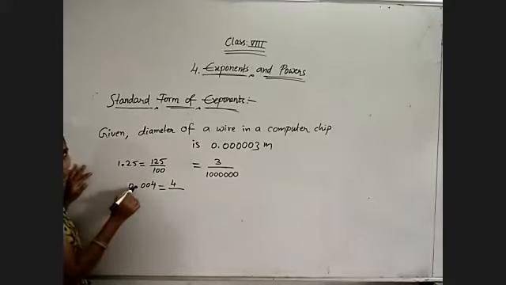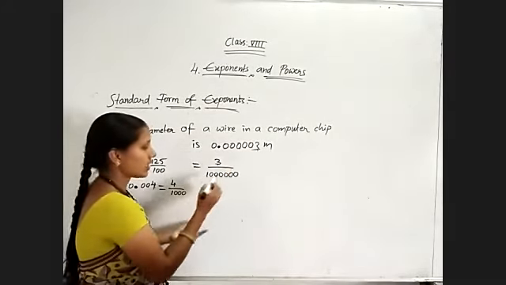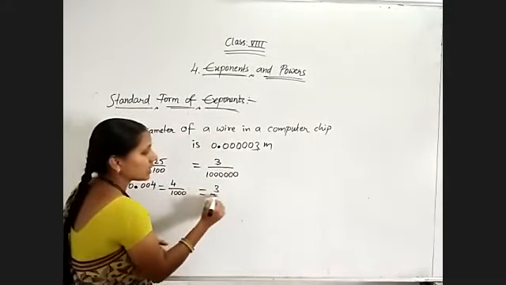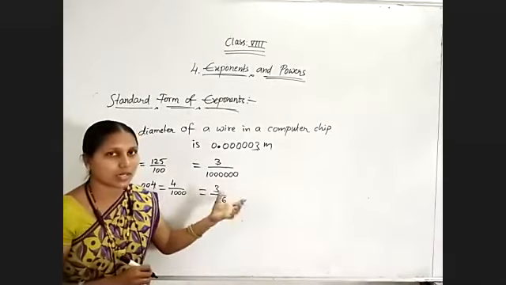Understand? Same like that only. 3 is in the numerator, and 1, 2, 3, 4, 5, 6, 6 digits are there after the point. So I am writing this number in the exponential form as 10 to the power of 6. Is there any problem? 10 is multiplied 6 times: 10 into 10 into 10 into 10 into 10 into 10, like that.